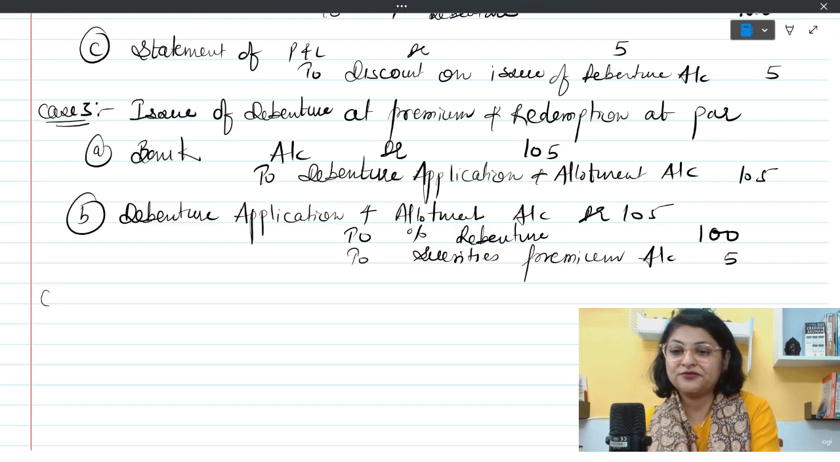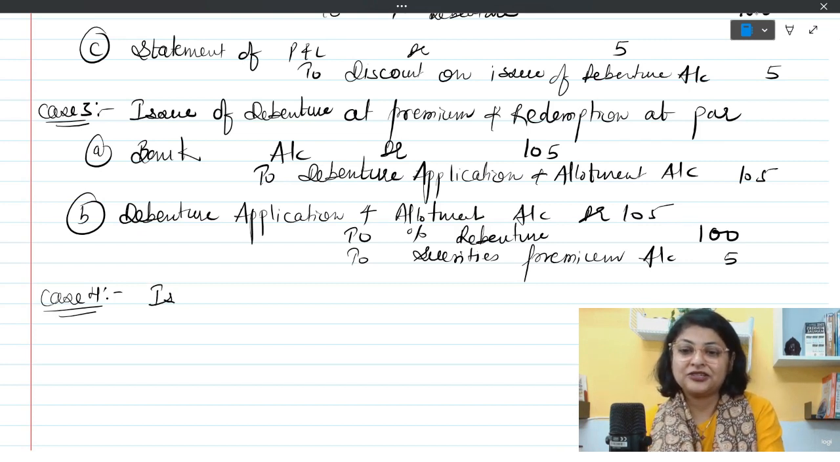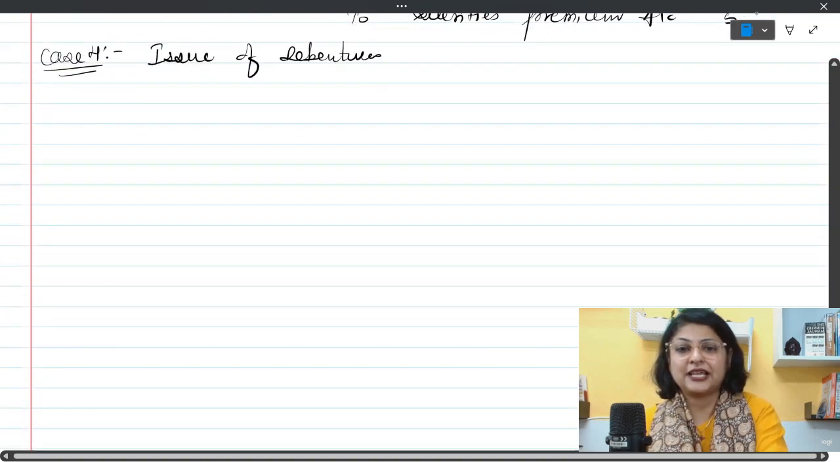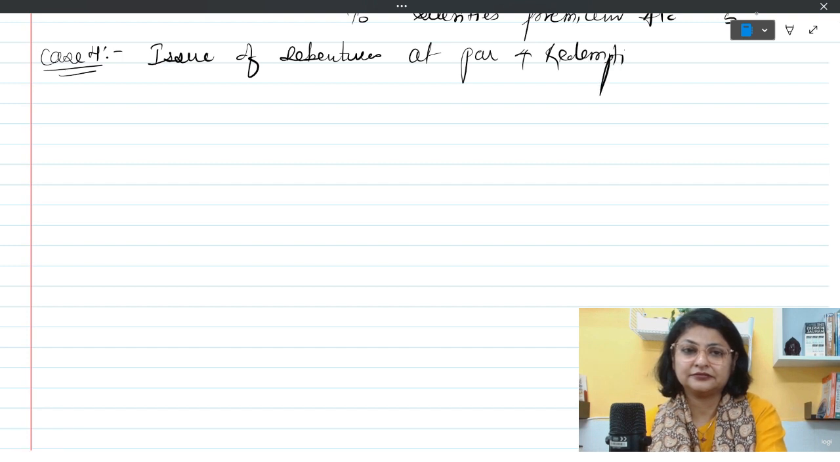Now let us move to another case, case number 4. Now the term of redemption have actually started. Okay, so let's say issue of debentures at par and redemption at premium.